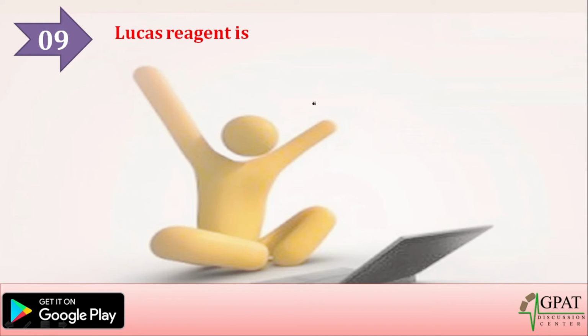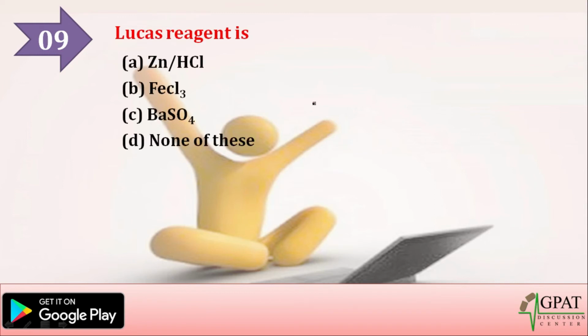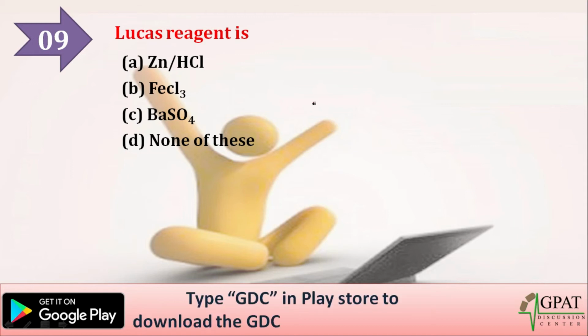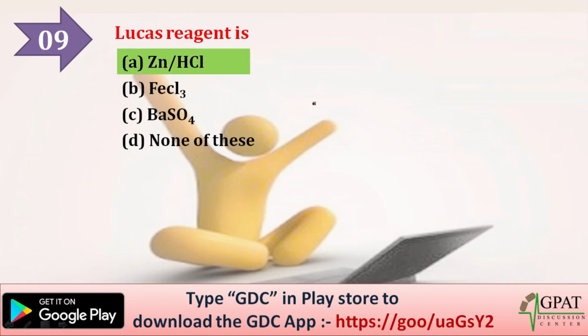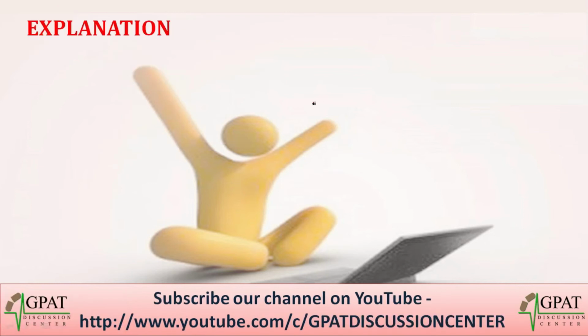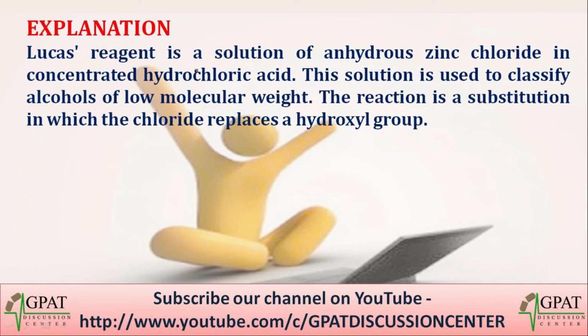Lucas reagent is: option A, ZnCl2; option B, FeCl3; option C, BaSO4; and option D, none of the above. Which is the Lucas reagent? The correct answer is ZnCl2. Let's have a discussion about this. Lucas reagent is a solution of anhydrous zinc chloride in concentrated HCl. This solution is used to classify alcohols of low molecular weight.